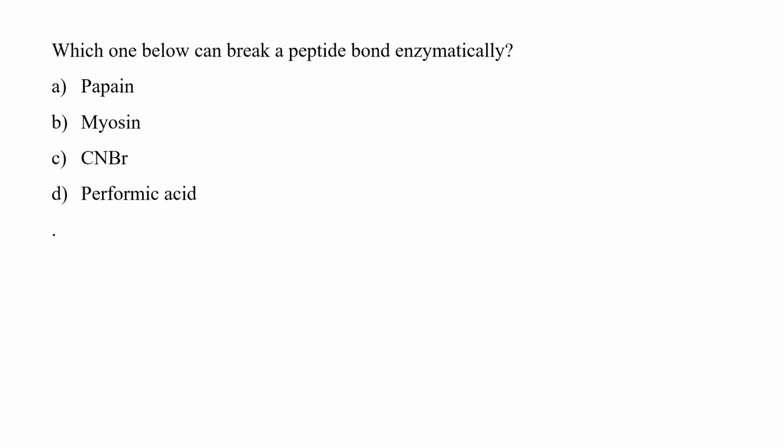Which one below can break a peptide bond enzymatically? Papain, myosin, cyanogen bromide or performic acid. Papain is a protease which can break peptide bond by using its catalytic triad with a deprotonated cysteine at its active site.